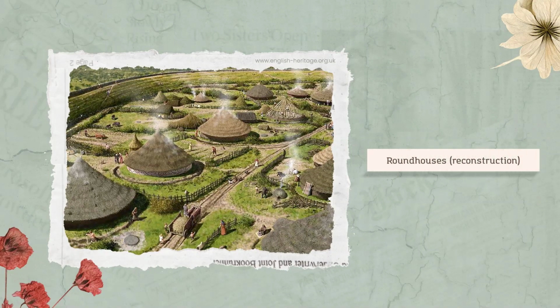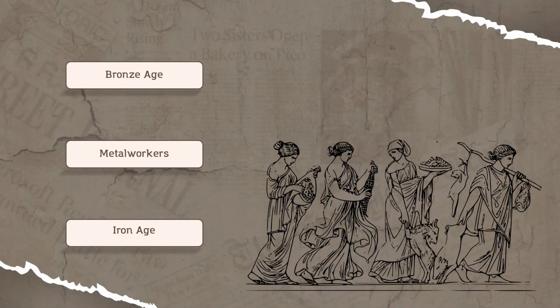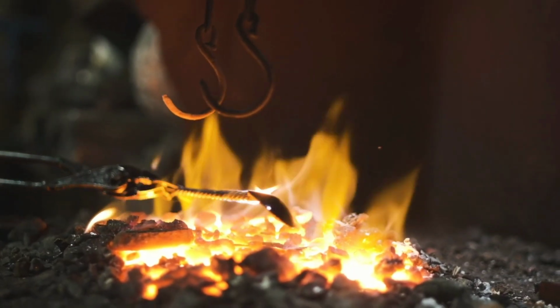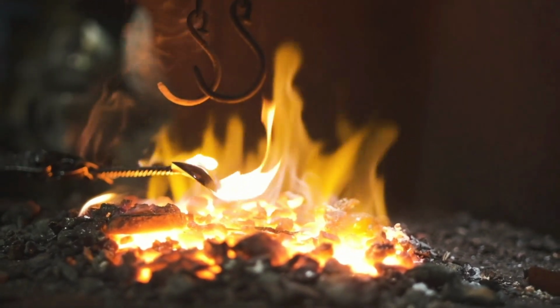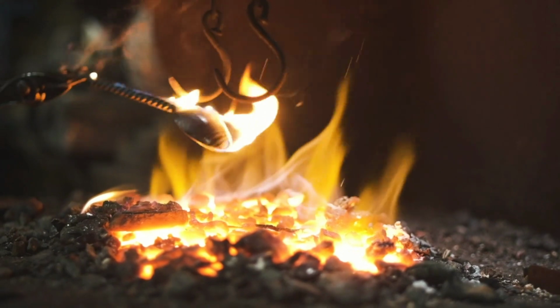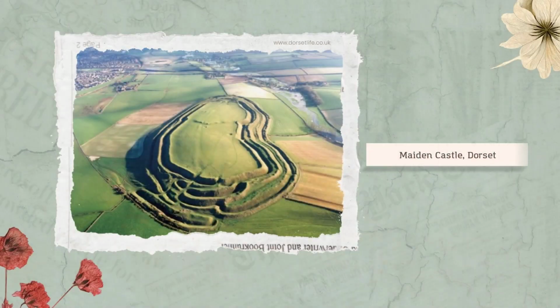The people of the Bronze Age were accomplished metalworkers who made many beautiful objects in bronze and gold, including tools, ornaments, and weapons. The Bronze Age was followed by the Iron Age, when people learned how to make weapons and tools out of iron. People still lived in roundhouses grouped together into larger settlements, and sometimes defended sites called hill forts. A very impressive hill fort can still be seen today at Maiden Castle, in the English county of Dorset.